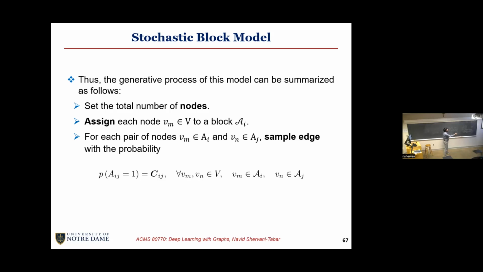Now, let's say that I assign different nodes to different clusters, and then what I want to do is go select each pair of nodes, Vm and Vn. So this should be A_m, A_n, not IJ. So it says that I will have an edge between nodes Vm and Vn with probability Cij, where this corresponds to the probability of having an edge between nodes of cluster Ai and nodes of cluster Aj.